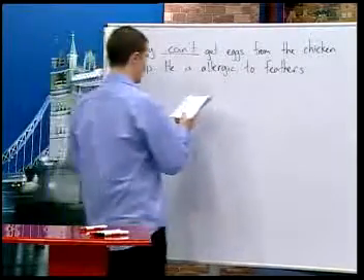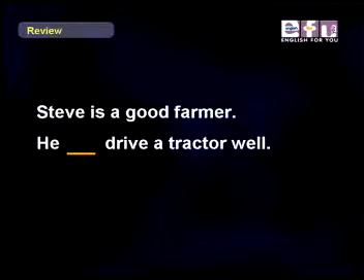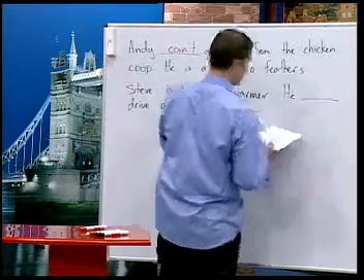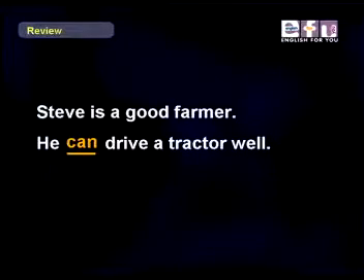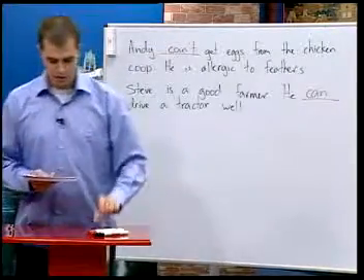Monica, here's one for you. Steve is a good farmer. He something drive a tractor well. What do you think, Monica? Steve is a good farmer. He can drive a tractor well. Excellent. I use can for ability here. Steve is a good farmer. He can drive a tractor well. Ability. Can for ability. Good.